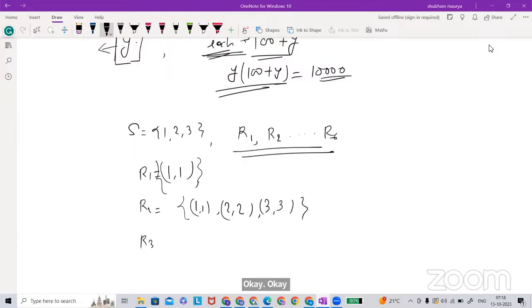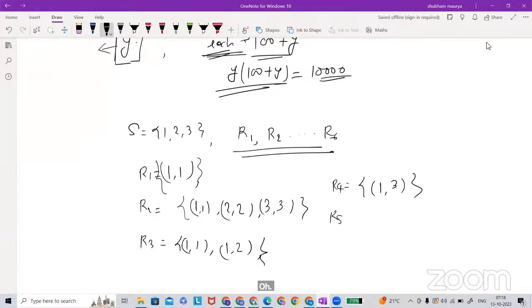R3 is 1, 1, and 1, 2. R4 is 1, 3. R5 is 1, 1, 2, 2, 3, 3, and 1, 2. Sorry, R4 is 1, 3 only.